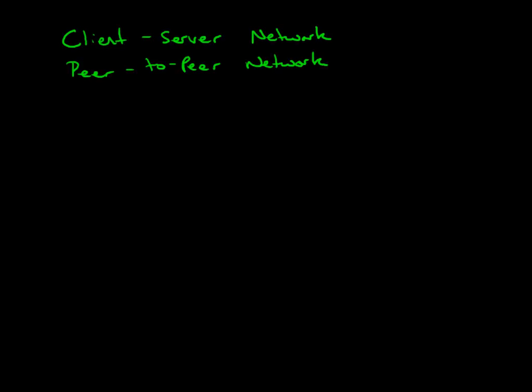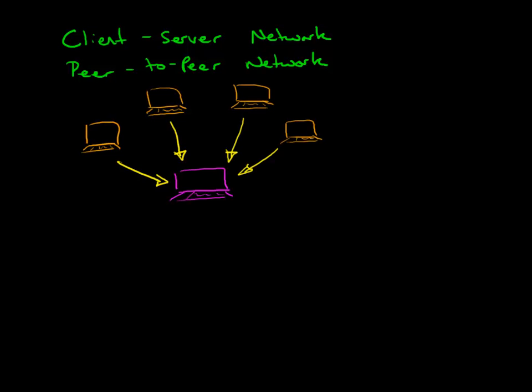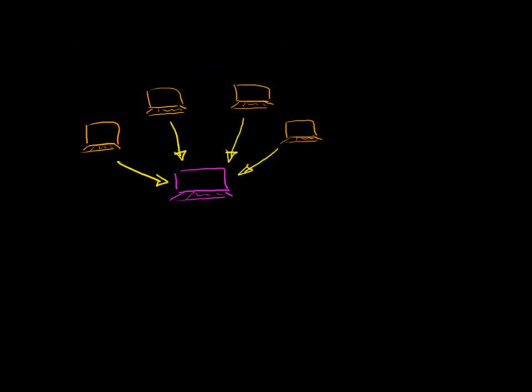What we're looking at now is two different types of network. One is a client-server network and one is a peer-to-peer network. So we'll look at the more common client-server network first. And so what we have here is a client-server network.